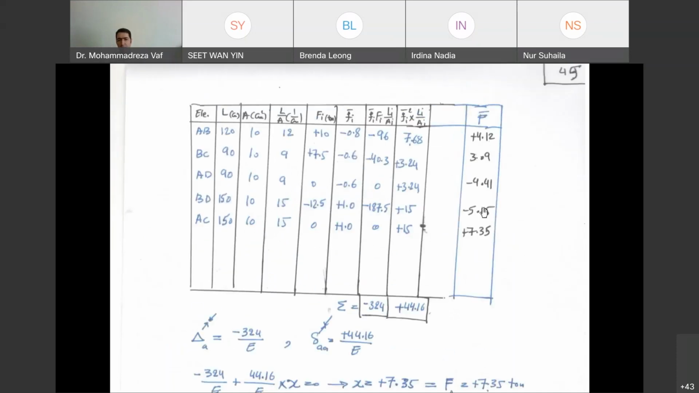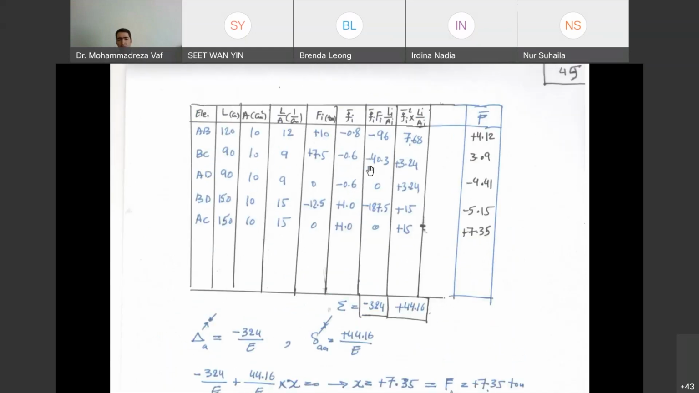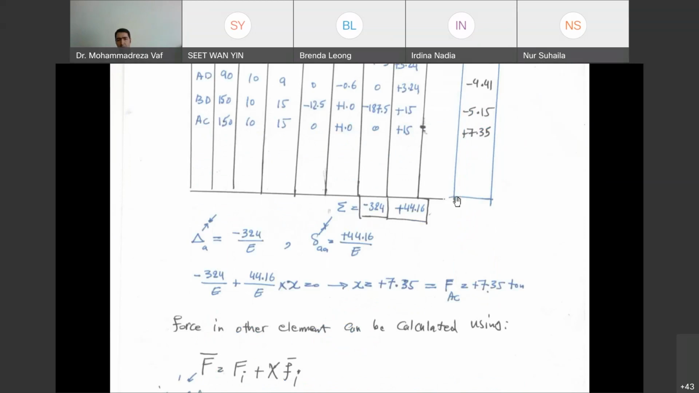Now, if you want to calculate the internal force of other elements, you can use this equation that we have, F bar multiplied by X plus F. So you can multiply this F bar by 7.3. So negative 0.8 multiplied by 7.3 plus F, plus 10, gives you the internal force of AB. And likewise, you can do the calculation for other structural elements. And finally, you get all the internal forces.